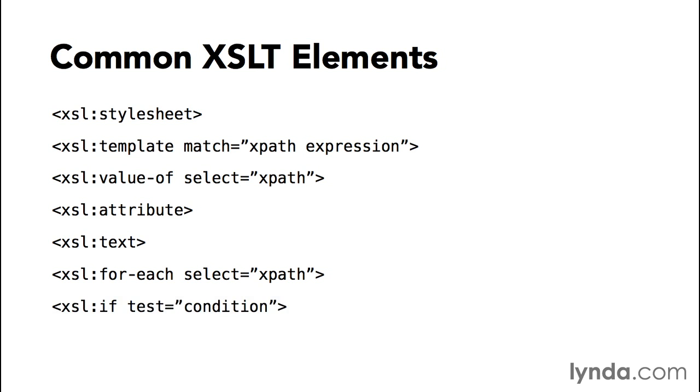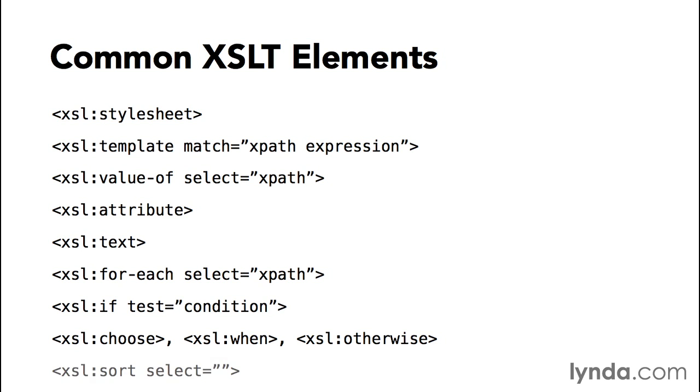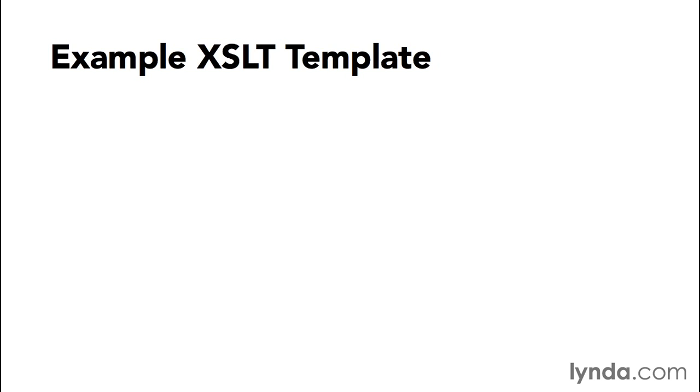And by now, you're probably looking at this and saying, wow, this is really way more powerful than CSS, and you're absolutely right. In addition to XSL if, you can use the XSL choose, XSL when, and XSL otherwise construct, which is sort of similar to a switch case construct in other programming languages, to perform more advanced calculations. And then finally, you can use the XSL sort tag to select data for sorting in the output stream. And we're going to see examples of using each one of these in the next chapter. But for now, let's take a look at a really quick example.